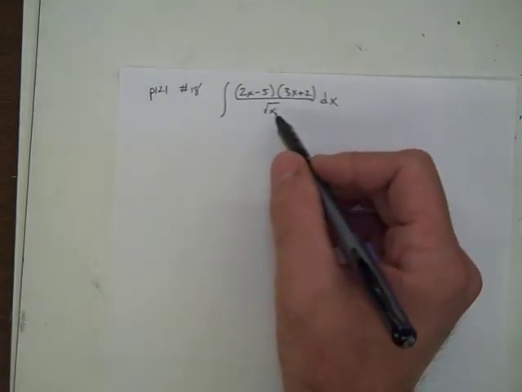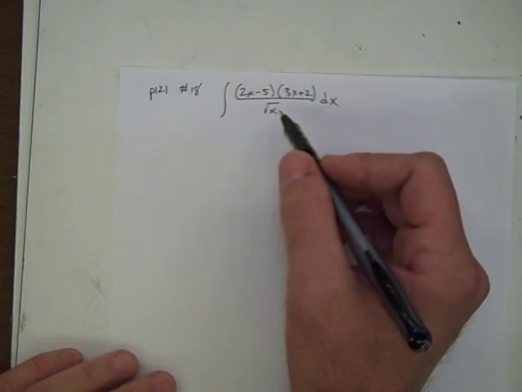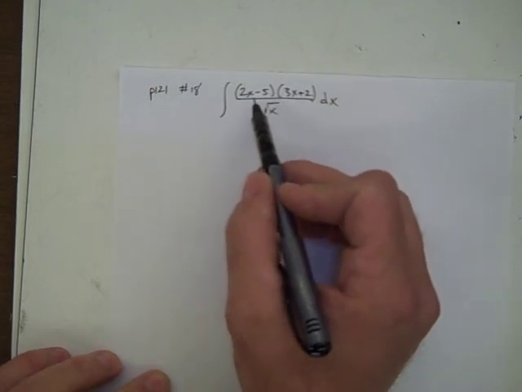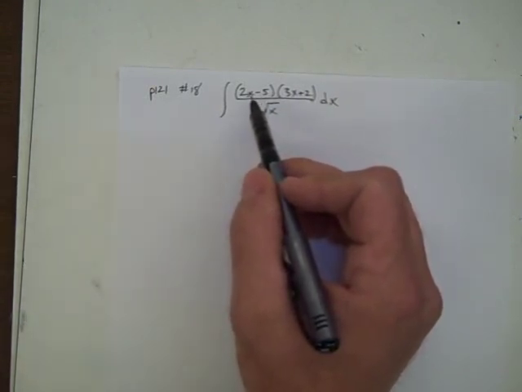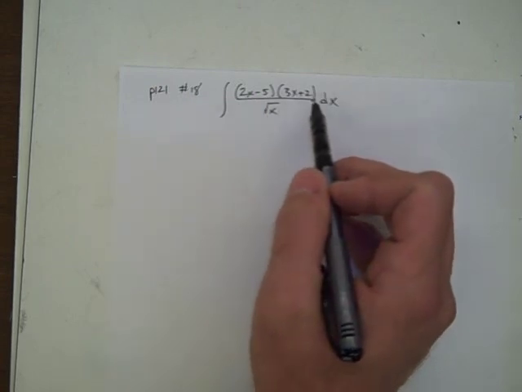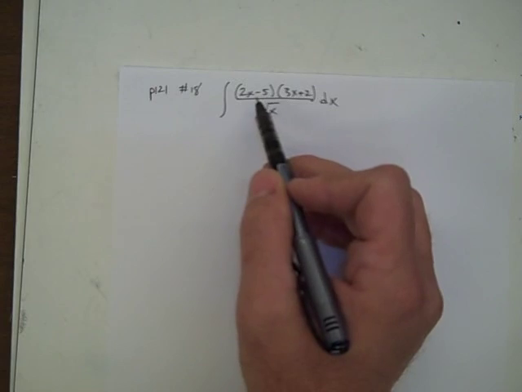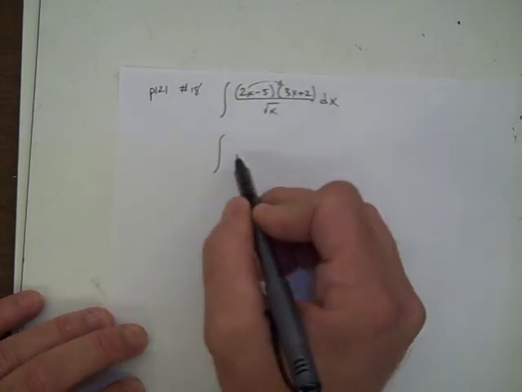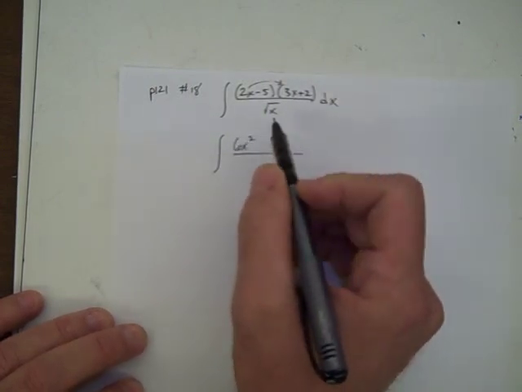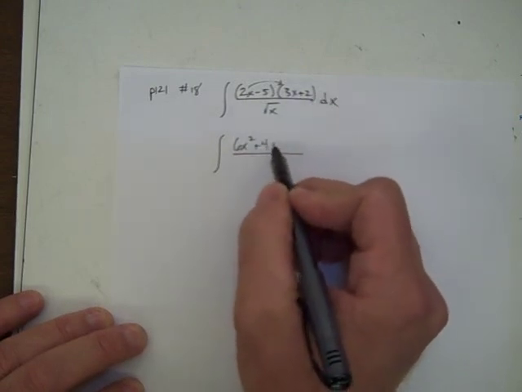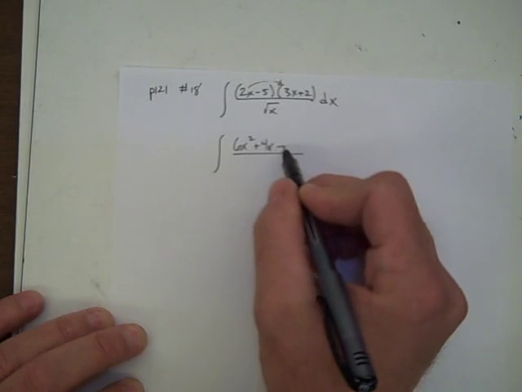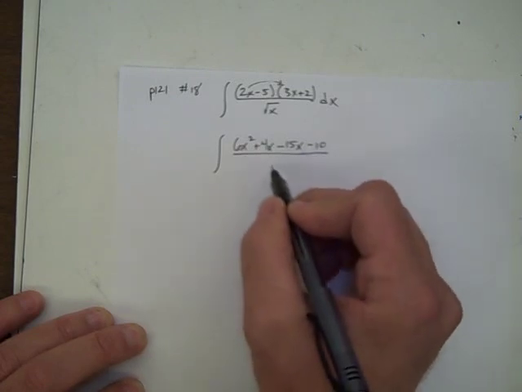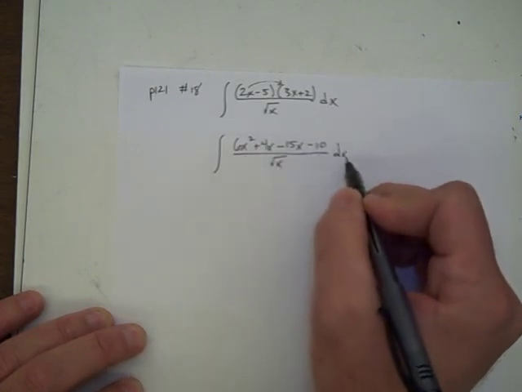Sometimes it's hard to see what the process is going to be or what the end is going to look like, so we just go forward and do what we can. Here we have two binomials, so we're going to start by multiplying these together. We FOIL them: 2x times 3x is 6x squared, 2x times 2 is plus 4x, minus 5 times 3x is minus 15x, and minus 5 times 2 is minus 10. In the denominator we have the square root of x dx.